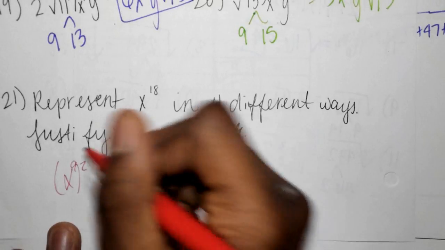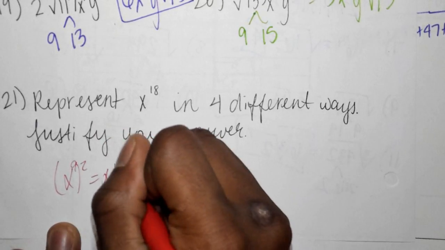Hello. X to the 9th squared. Fantastic. That equals x to the 18th.